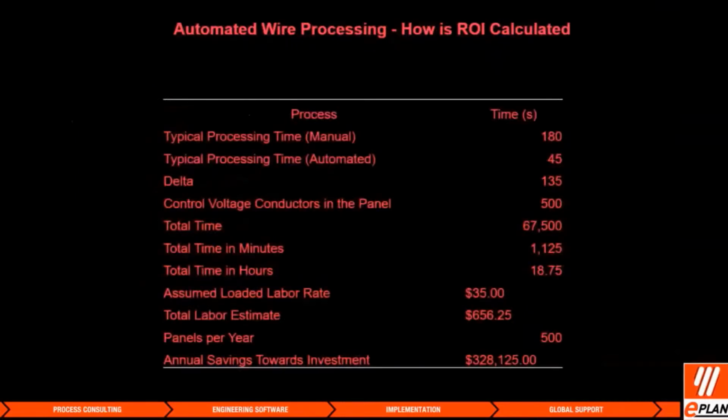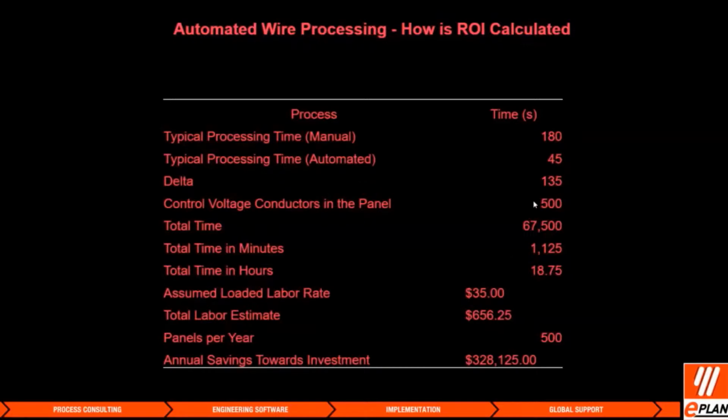And so what does that look like? Of course, that piece of equipment has a cost to it. So how do we justify buying that as a panel shop? Here's the answer, very straightforward calculator math. We looked at our 3 minutes versus the 45 seconds in which we can land that same wire with a pre-processed piece of wire, the delta being 135 seconds.